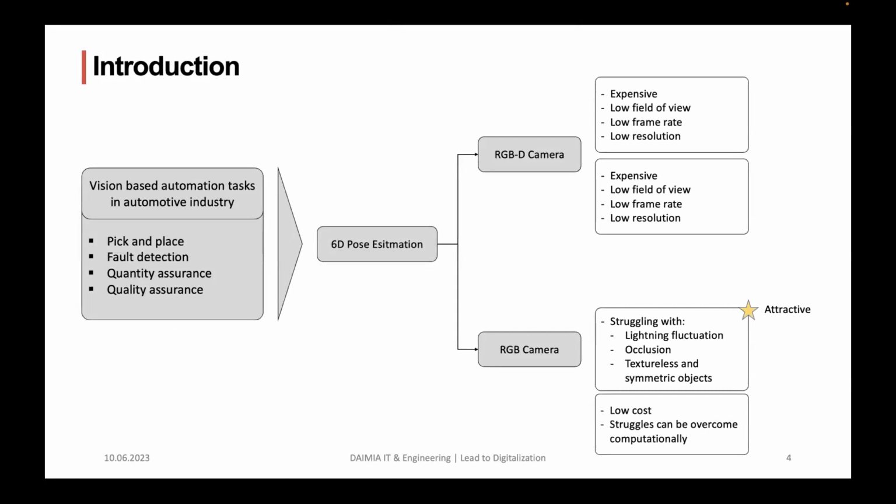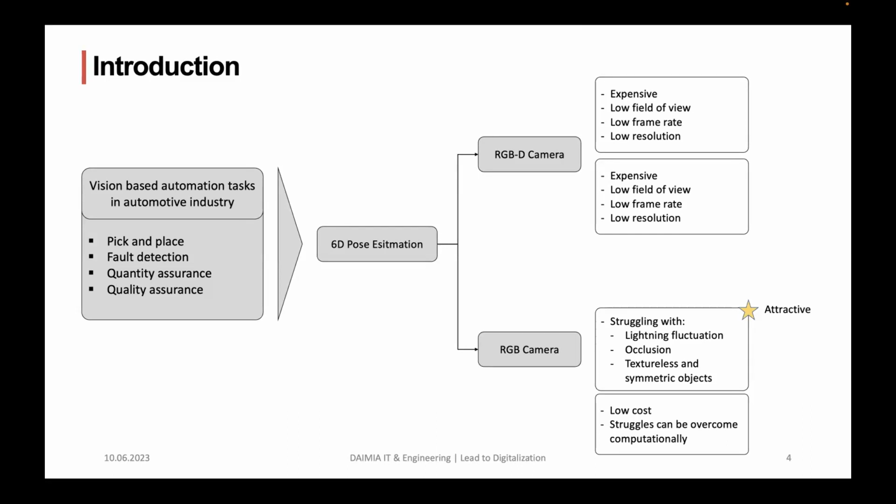So our work is about vision-based automation tasks in the automotive industry. We want to have better models that make better predictions, and especially pose estimation. We see that there is a trend in vision-based automation systems in manufacturing, and specifically in the automotive industry. So we chose a specific task, which is 6D pose estimation, which is not so easy to achieve when you have limited hardware and budget.